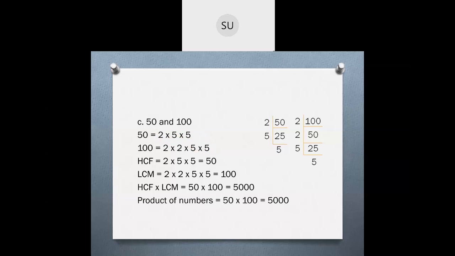To verify the relation between them, we'll multiply HCF into LCM. That is 50 into 100, which is 5000. And the product of the numbers, 50 and 100, 50 into 100 is 5000. So HCF into LCM is equal to the product of the numbers. Hence the relation is verified, correct?